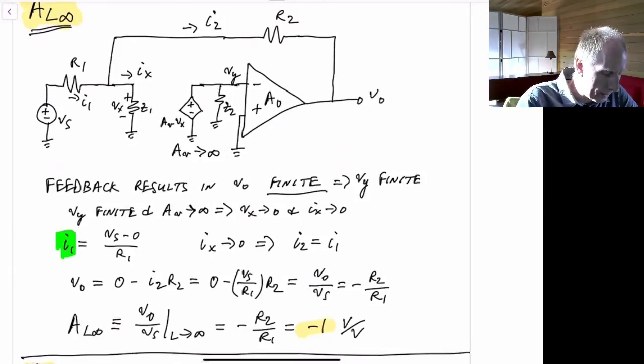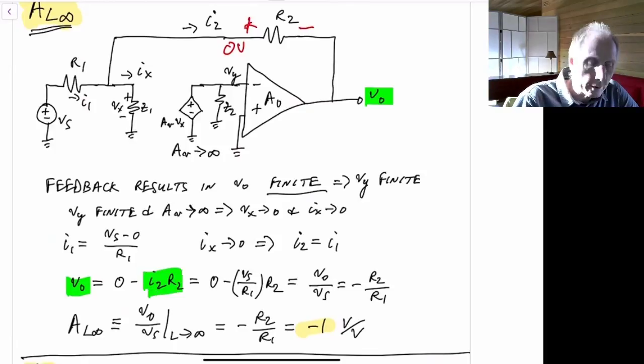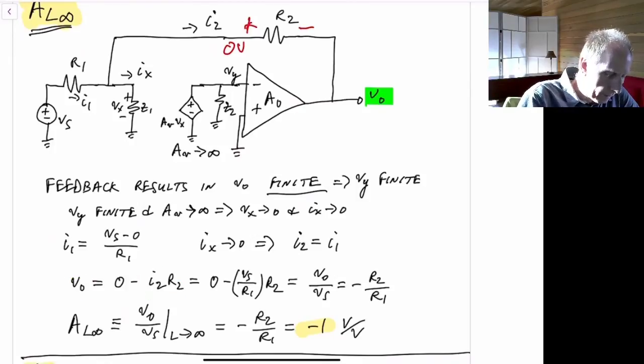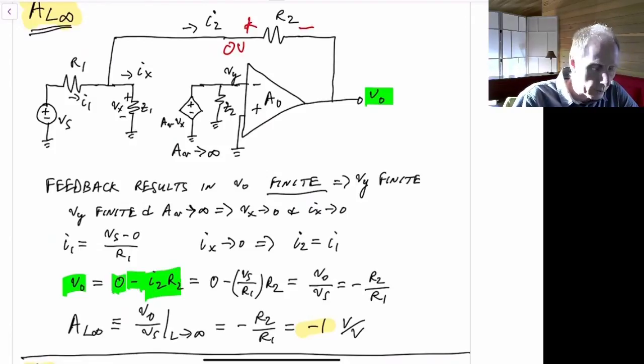Now we have that the output voltage over here will be this voltage here, which is 0, minus the voltage across this resistor. The voltage across that resistor will be I2 times R2. So we have that the output voltage, V out, is equal to 0 minus I2 times R2.